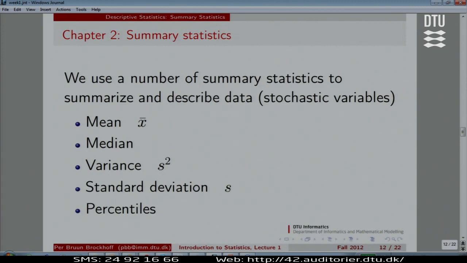Then we rapidly move on: median, variance, standard deviation, and percentile. I bet you couldn't define all of them just like this. So it's hopefully not a completely waste of time.